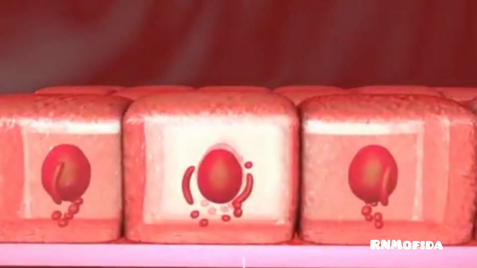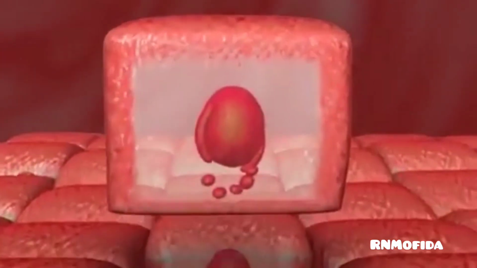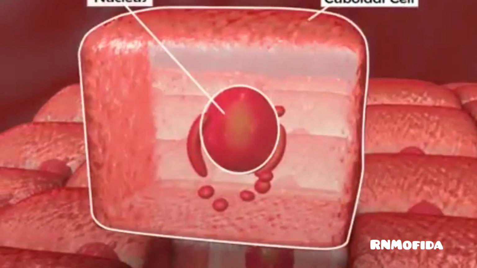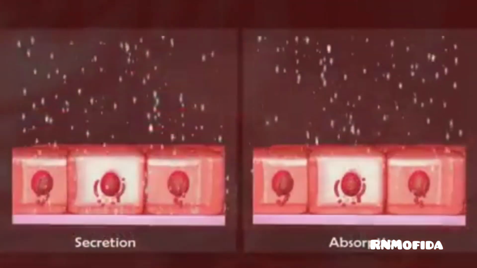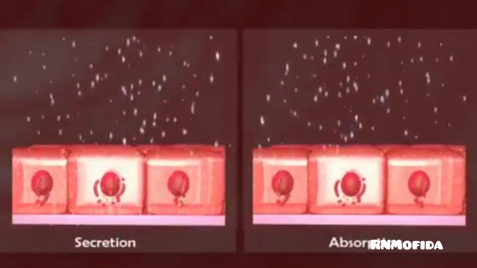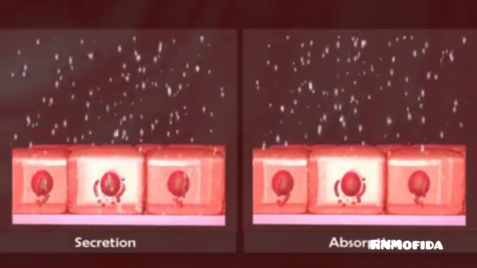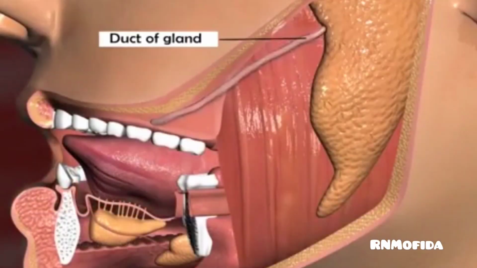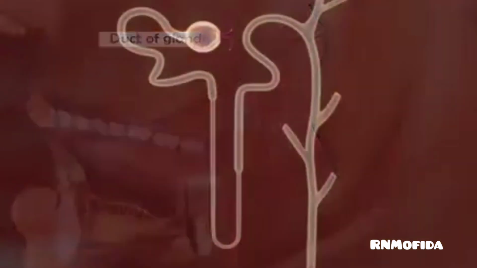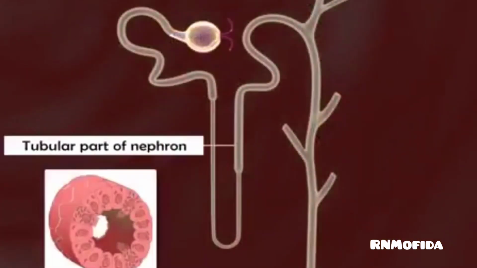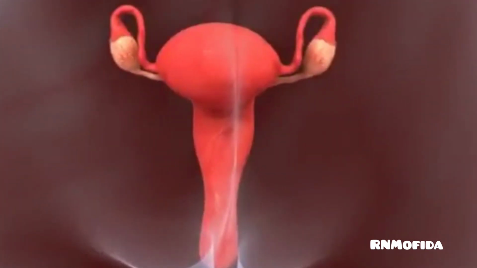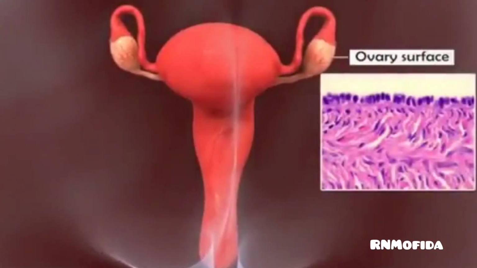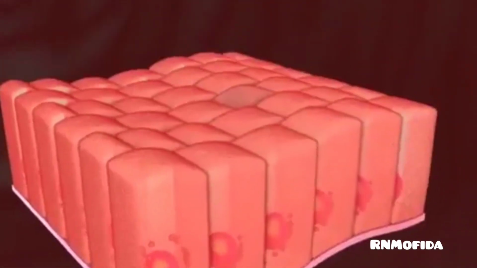Coming to the cuboidal epithelium tissue, it consists of cube-shaped cells of a single layer resting on the basement membrane and the nucleus present in the center. So it mainly helps in absorption and secretions. That's why it's mainly present in the duct of so many glands and in the renal tubules and in the inner surface of the ovary.